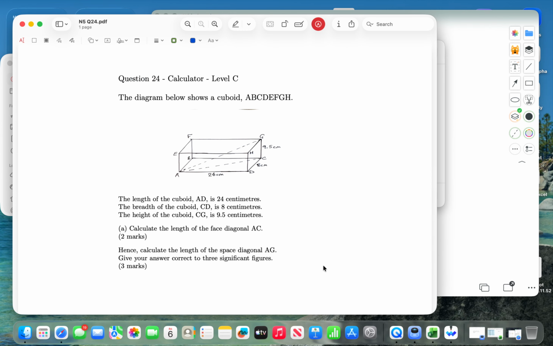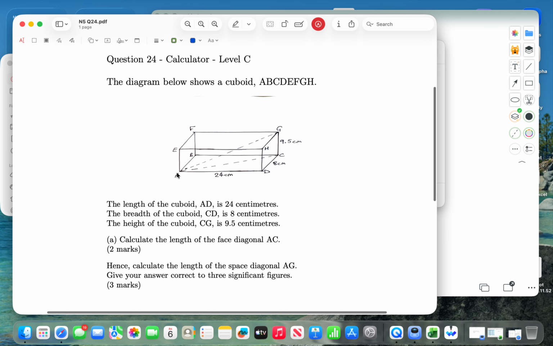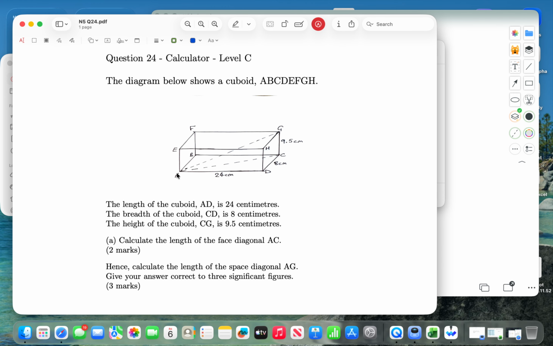We have question 24 and it's a cuboid with dimensions as shown. We're told the length, the breadth and the height, and the first step is to find the length of a face diagonal. Give the video a pause if you wish, but I will continue. So it's a face diagonal. So we just take a look at one of the faces in isolation. We take the face ABCD.